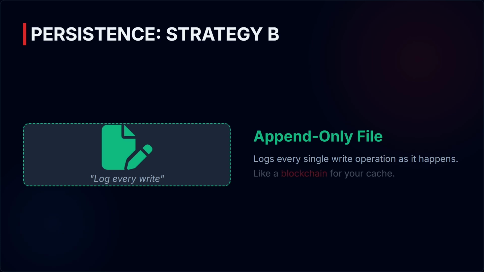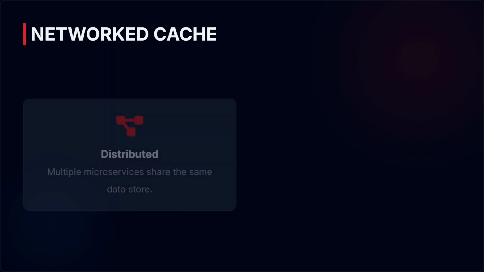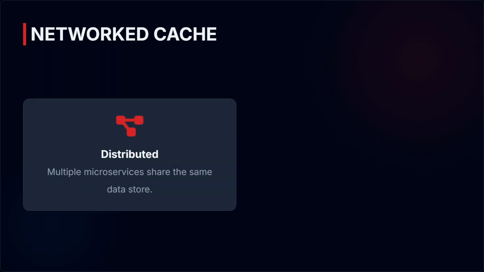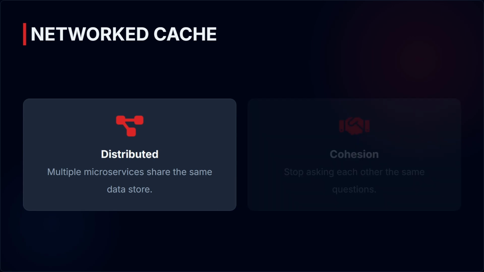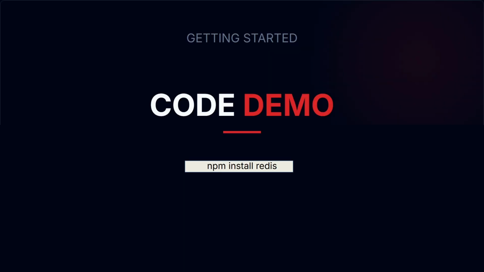And because Redis is networked, multiple applications can share the same cache, making it perfect for distributed systems where your 5 microservices need to stop asking each other the same questions. Let's see it in action.